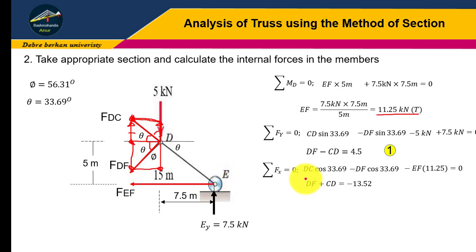Now here I have two unknowns, DC and DF. Therefore I have to write equation 2: DF plus CD equals negative 13.52. You can solve this using mathematics, or solve one in terms of the other. No problem.